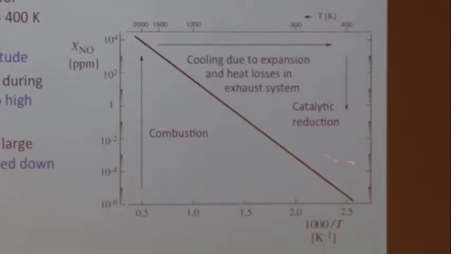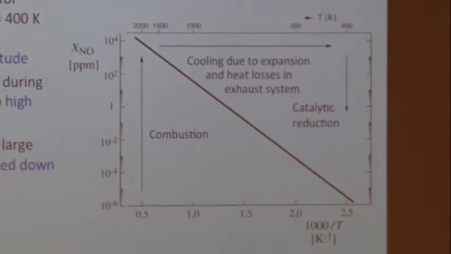10 to the minus 2 ppm, 10 to the minus 8. You know, that's very small already. Okay?